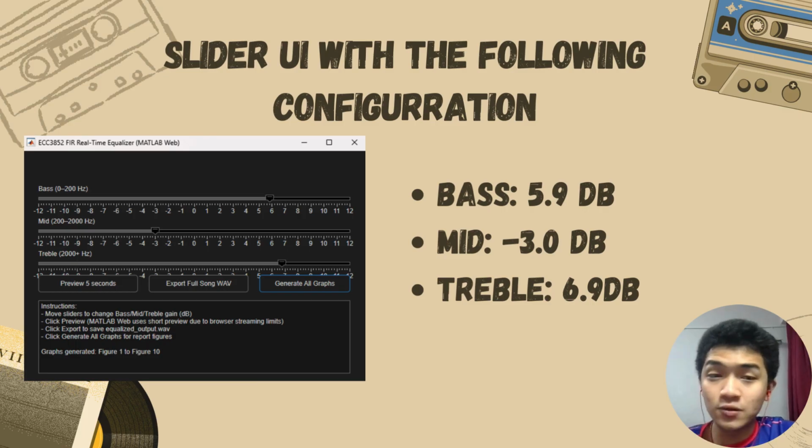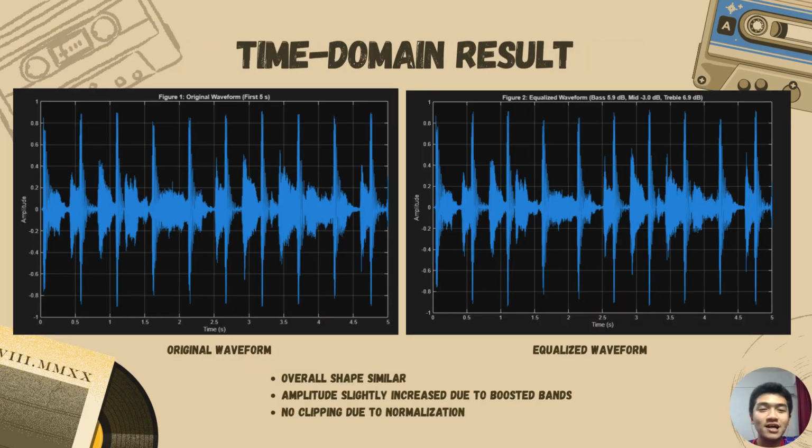This slide shows the equalizer sliders interface with bass boosted to 5.9 decibels, mid slightly reduced by 3 decibels, and treble boosted to 6.9 decibels. This setting enhances bass and clarity while slightly reducing mid-range dominance. The next slide shows the time domain comparison between the original and equalized audio signal. The overall waveform shape remains similar, indicating that the equalization does not distort the signal structure, while the equalized waveform has a slightly higher amplitude due to its boosted bass and treble bands. Normalization is also applied to ensure there is no clipping after amplification.